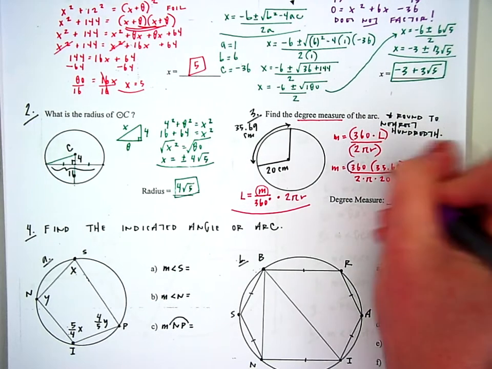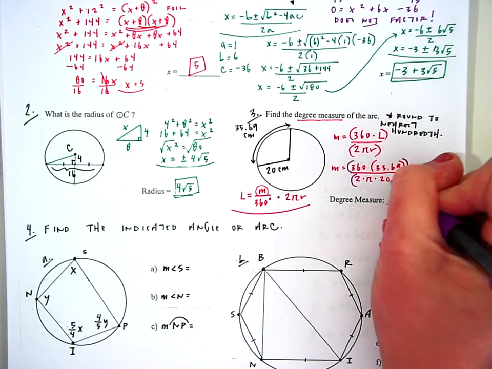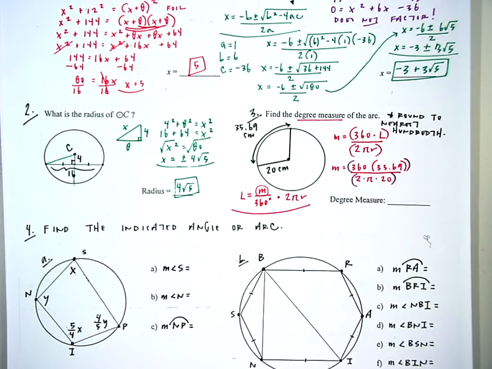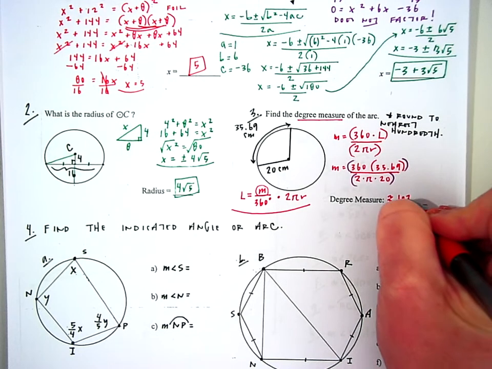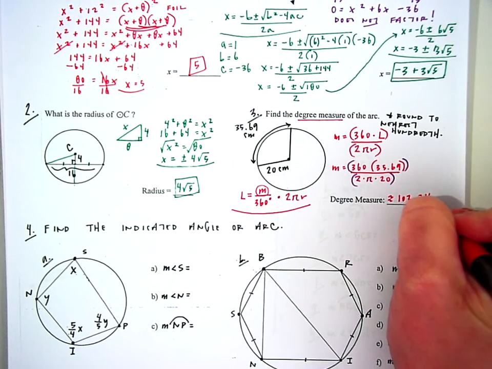Again, I need parentheses around the top and around the bottom, just like so. So when I plug in and I get a degree measure to the nearest hundredth, I should be getting 102.24 degrees.